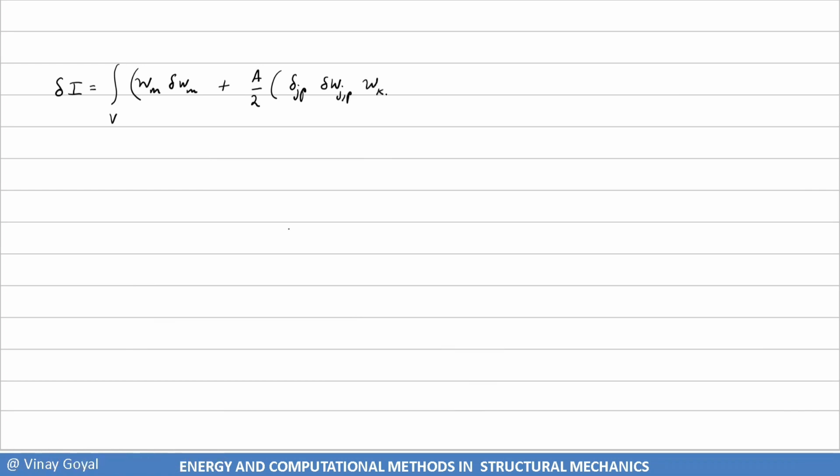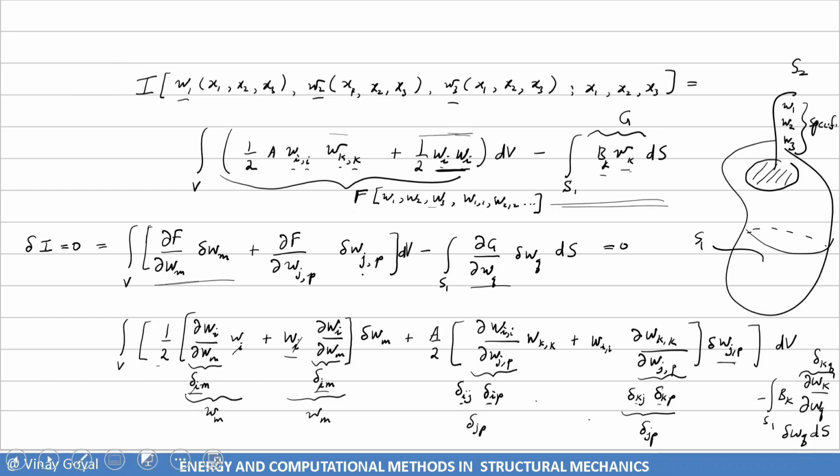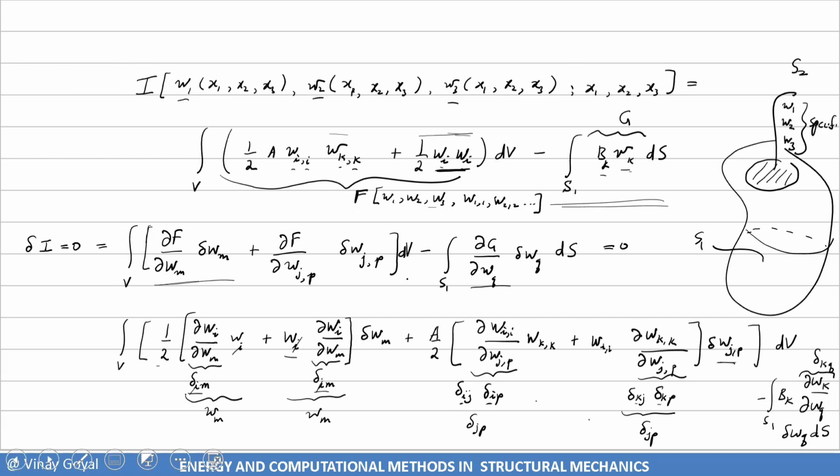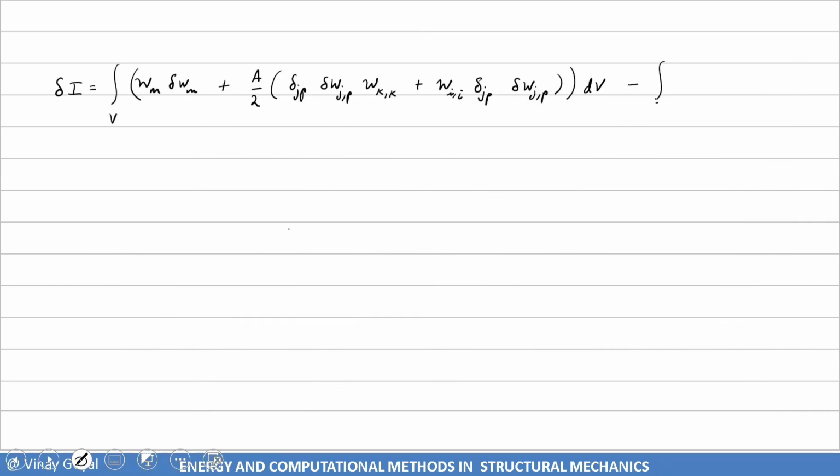And then I have the WK comma K plus, and then I have the WI comma I. The del JP is there, and then I have the del WJ comma P. And the volume closes there. And then I have the surface integral, which I found to be minus. And then this K and K collapse, so the Q comes over. And so I really have BQ del WQ ds equals 0.